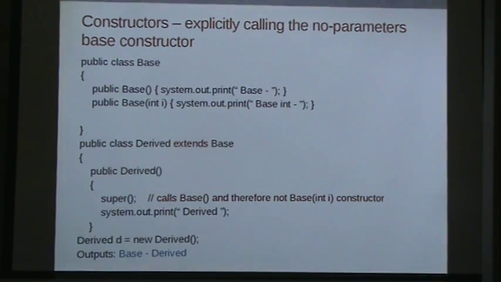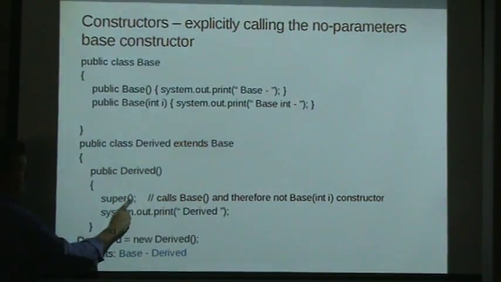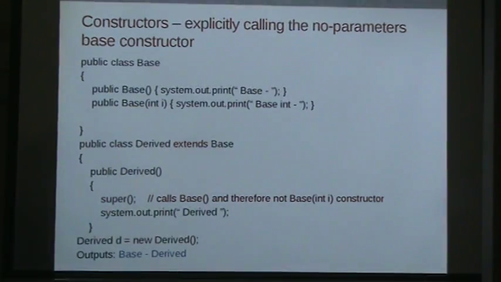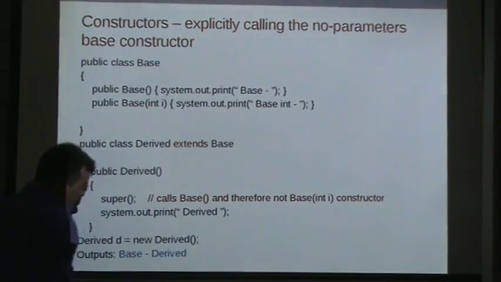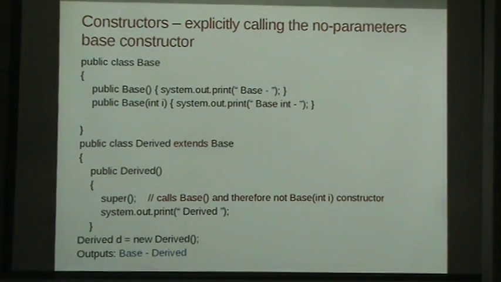Okay, so suppose we explicitly call, so this is almost the same exact example, except we're explicitly calling the superclass, which is the base class, its constructor that takes no parameters. So in this case we're explicitly calling this constructor, the one that just prints out the word base. So the output would be base and then derived.